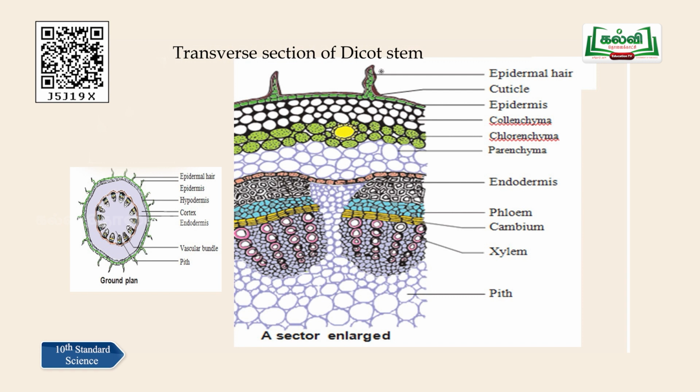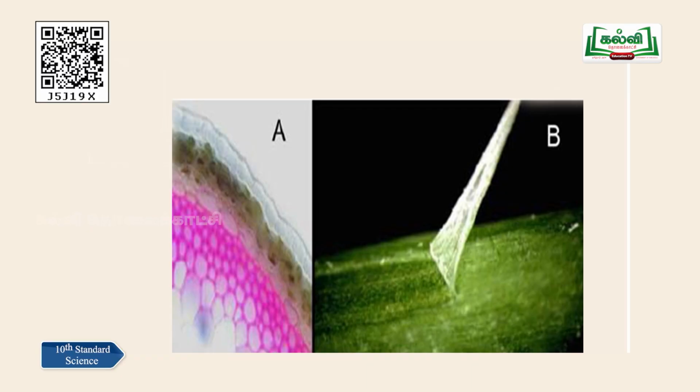Okay. Now, this is the enlarged transverse section of a dicot stem. If you see all the things together, you will be a bit confused, I think. So, what we will do now is segregate it part by part and show you how it is there in the stem, and also what function it has.